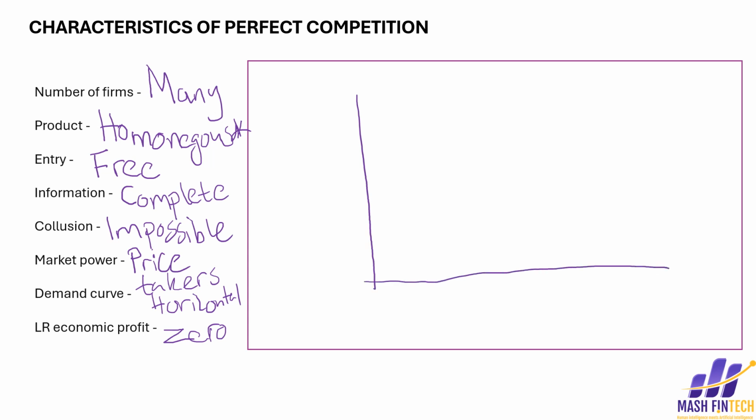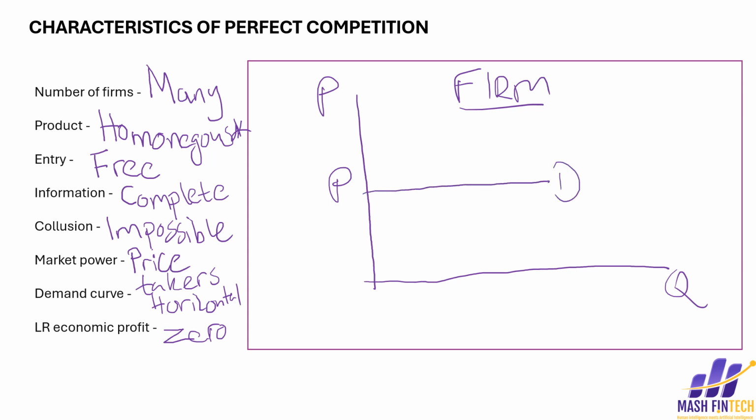So it's going to look like this. This is the price of the product. This is the quantity for a particular firm. So this is for one firm in the market. The demand curve is going to be like this. This is the demand. And the price of one product, the products are homogeneous, exactly the same.